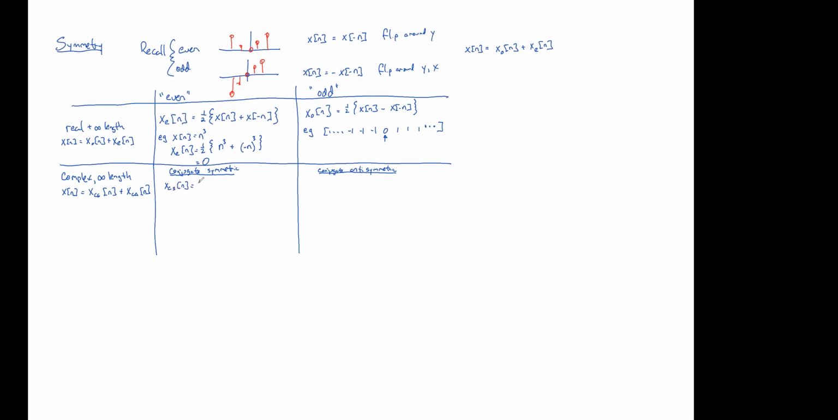And the formula to extract the conjugate symmetric portion of a signal looks therefore almost like the formula to extract the even part, except instead of adding your flip signal, you add the conjugate of your flip signal.